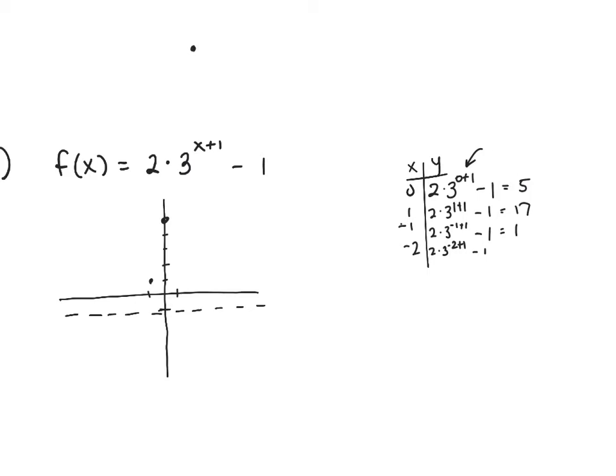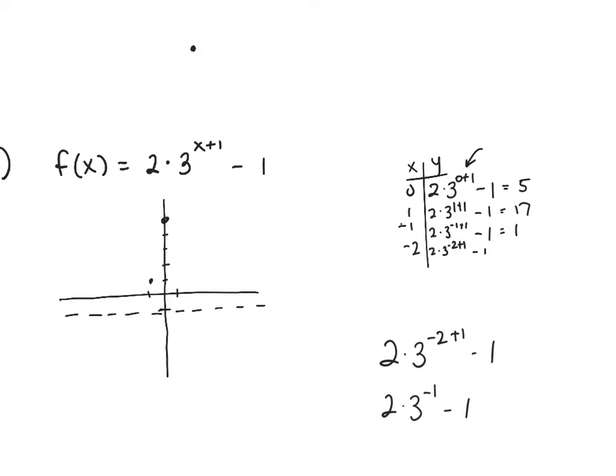So here, negative 2 plus 1 is negative 1. 3 to the negative 1. And I want to talk about this for a second. So 2 times 3 to the negative 2 plus 1 minus 1. Right here, negative 2 plus 1 is negative 1. So 2 times 3 to the negative 1 minus 1. 3 to the negative 1 power is not negative 3.